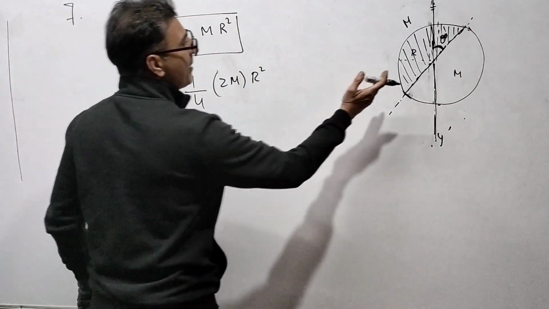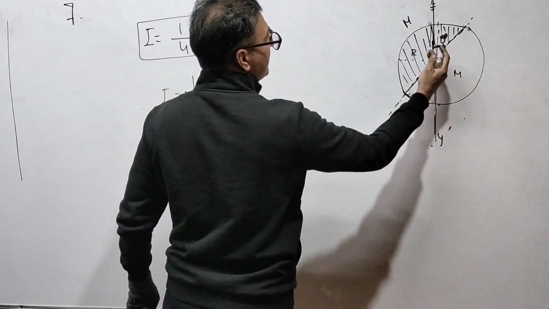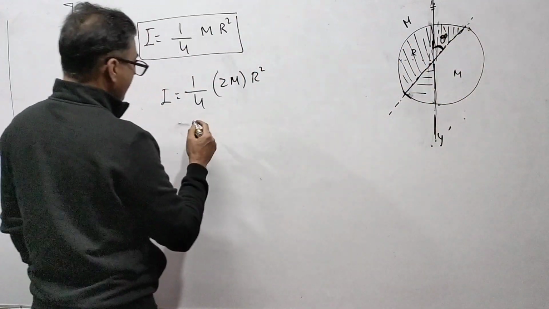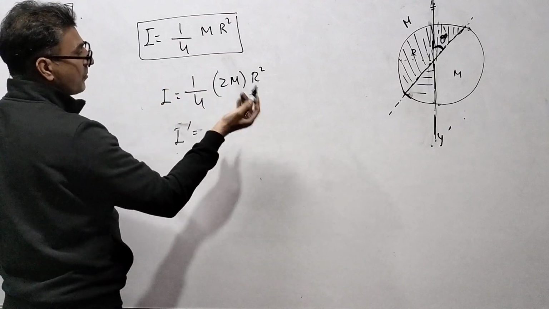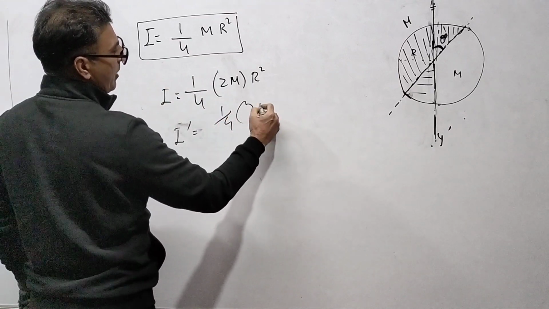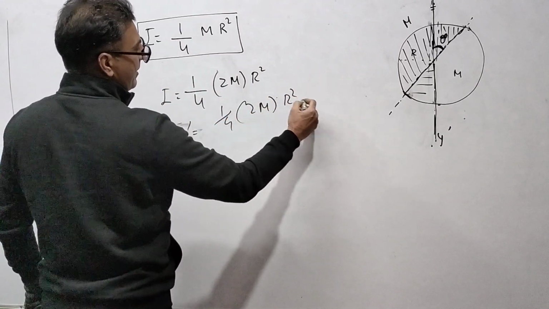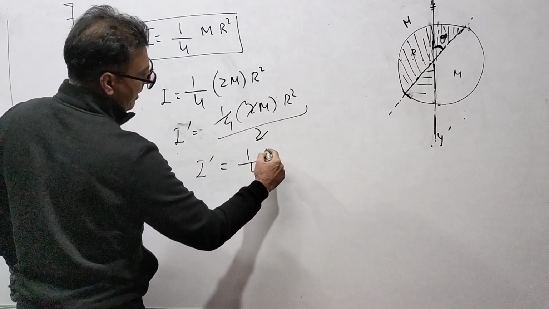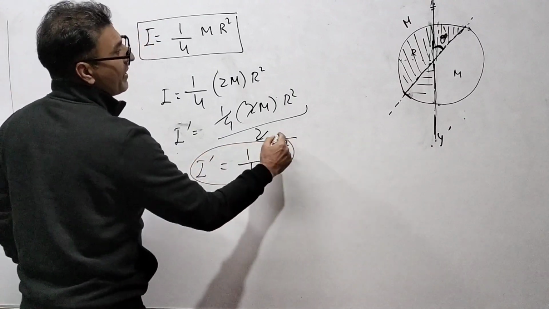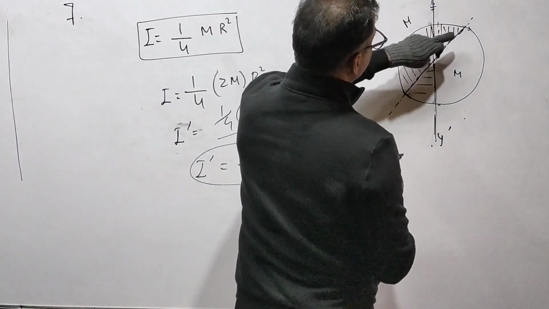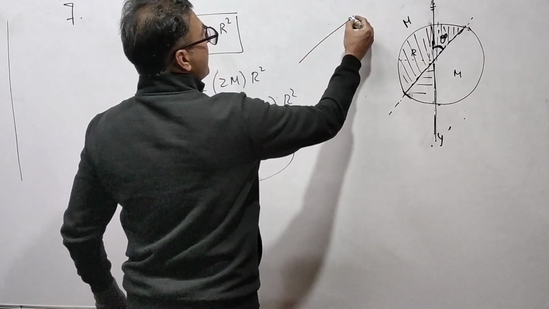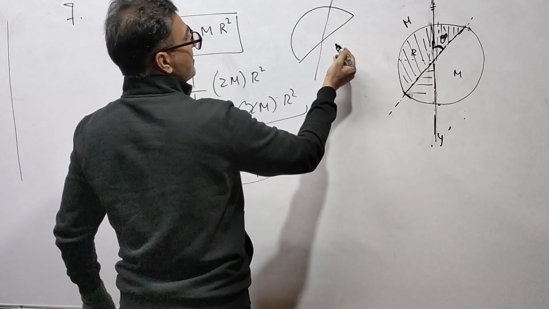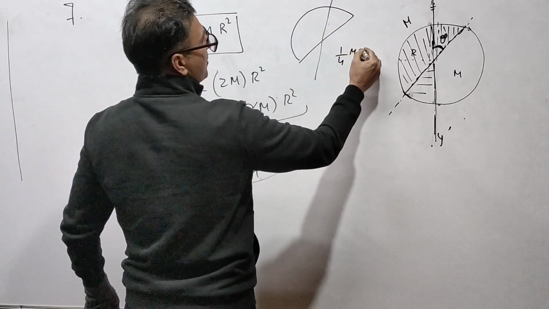But we had to find the moment of inertia of half the disk. This one, half the disk only. That is I prime, the answer, 1/4 2m r square divided by 2. That gets cancelled. So I prime is equal to 1/4 m r square. Answer. So moment of inertia of this part, ये जो part है, इसका moment of inertia about this axis is 1/4 m r square.